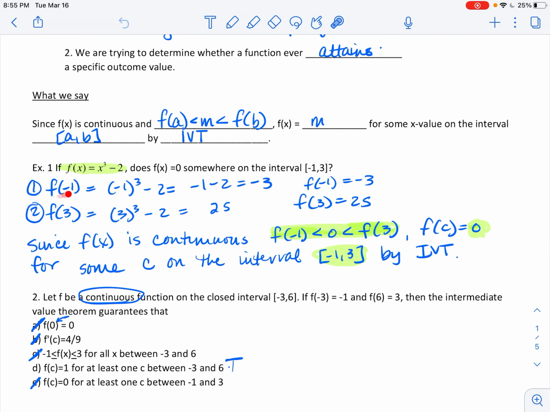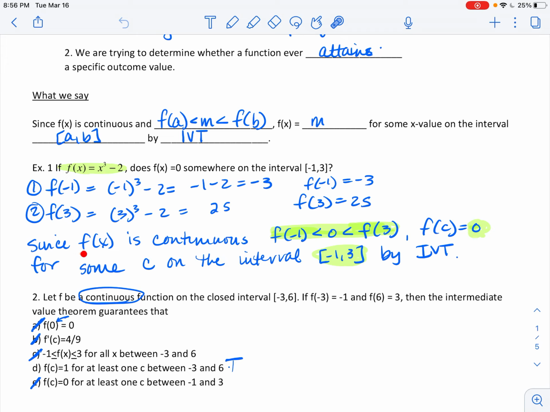Well, here's what we're doing. We need to evaluate the function at those endpoints. So f of -1 will give us -3. F of 3 will give us 25. Does 0 land somewhere between -3 and 25? So yes, we've met both conditions.